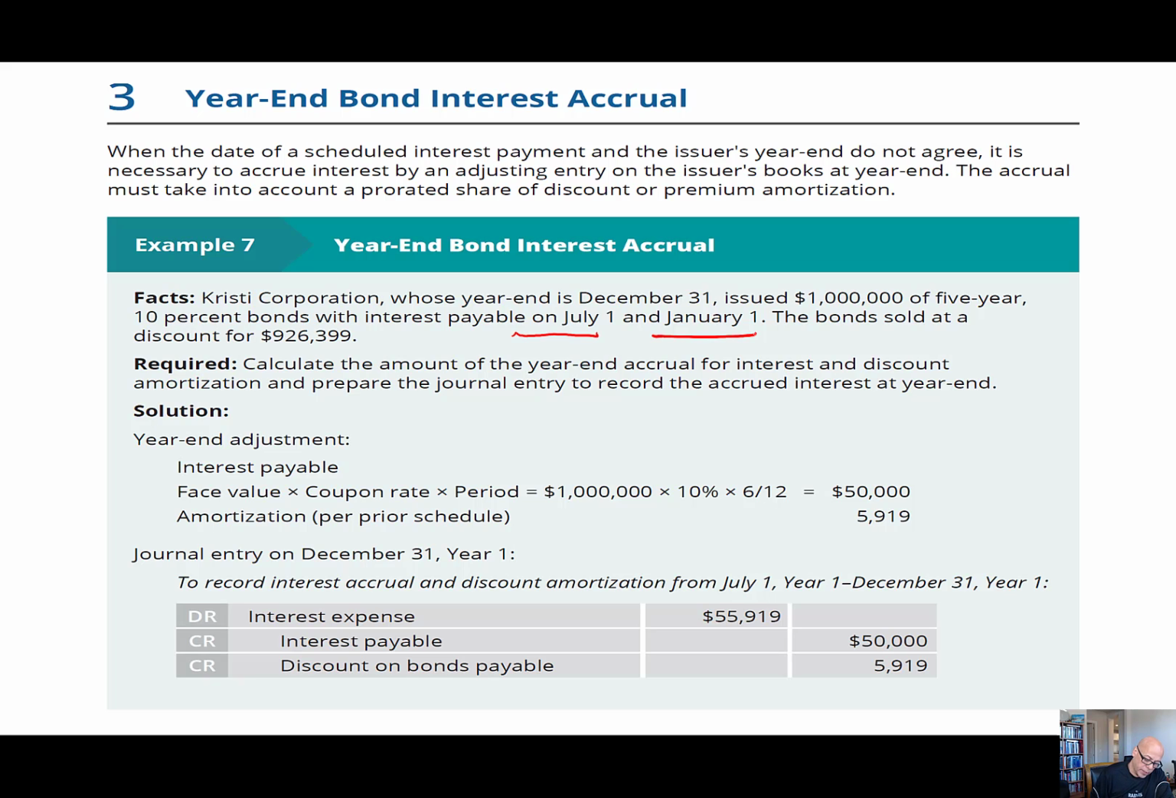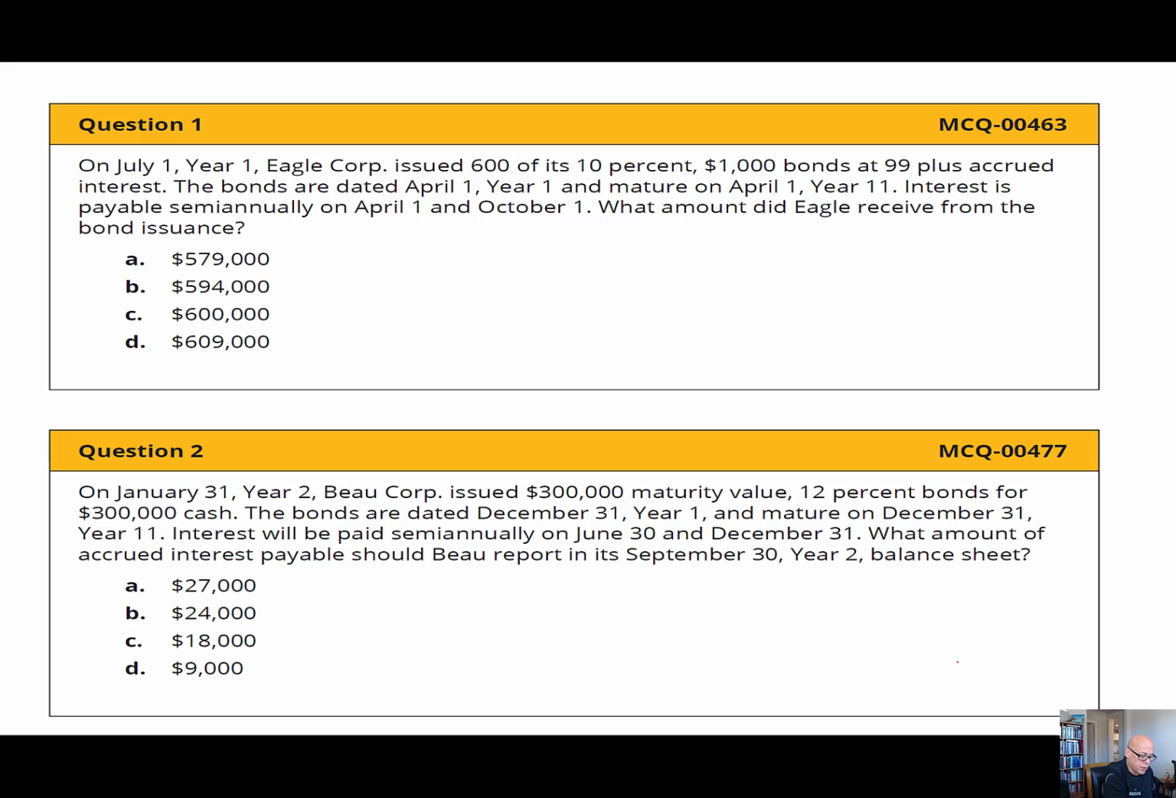So they calculate the interest expense just like we would if we were paying the interest on that date. We still credit the discount. The only thing that's changed here is instead of crediting cash, you have to credit interest payable, because you won't be making that interest payment until, in this example, January 1st of the next year. Okay, good. So let's take a look at a couple questions I stuck in there.